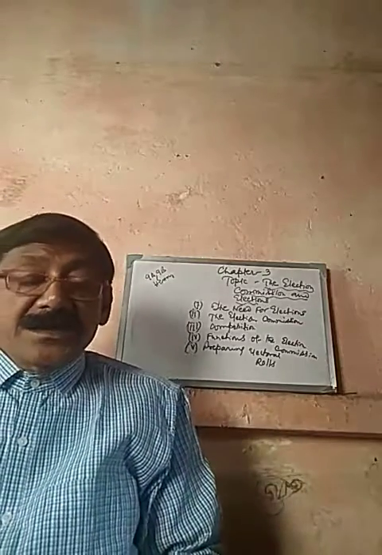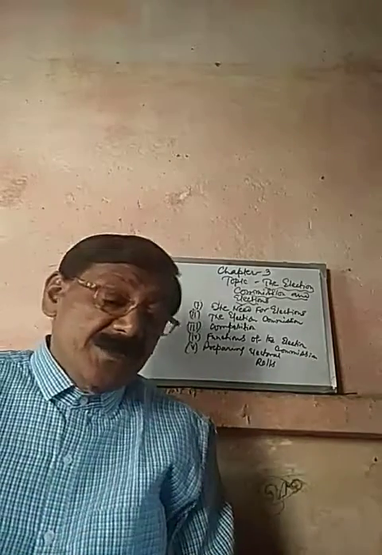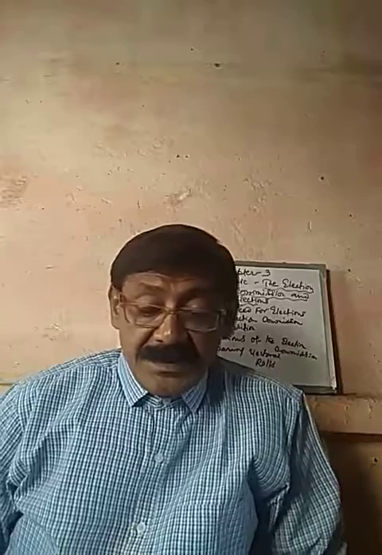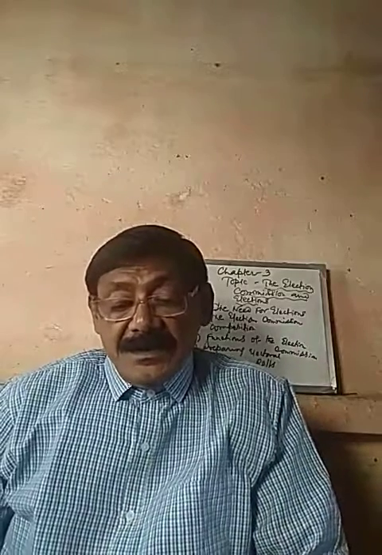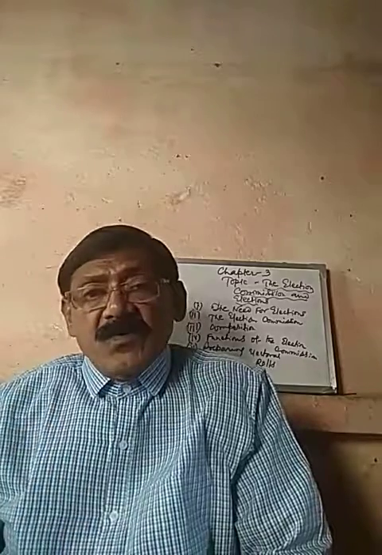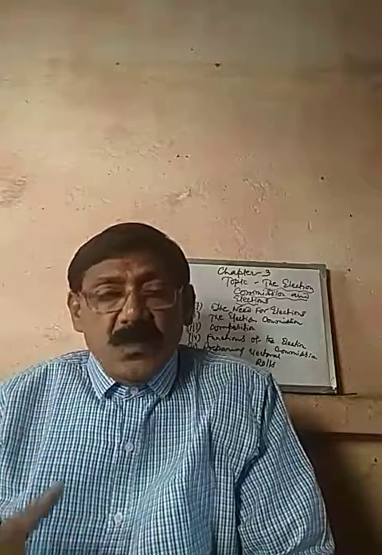Now the last lesson of civics, chapter number 3, open at page number 36. The name of the lesson is the Election Commission and Elections. The need for election. Why do we need elections throughout the country?